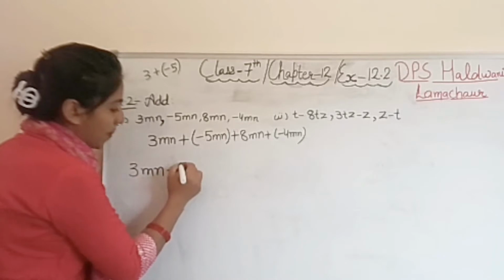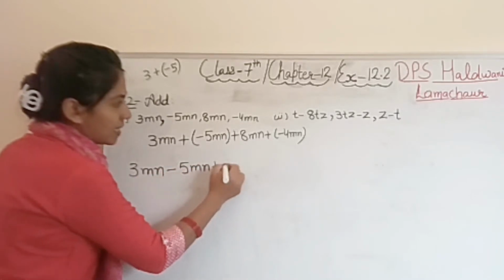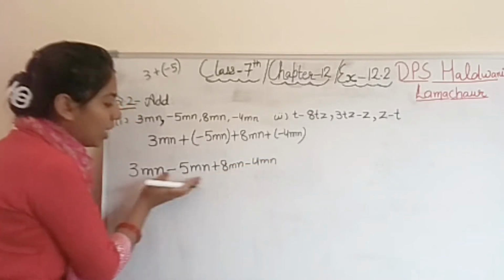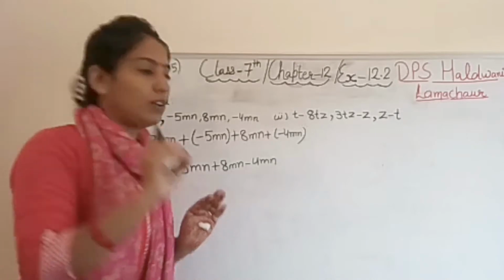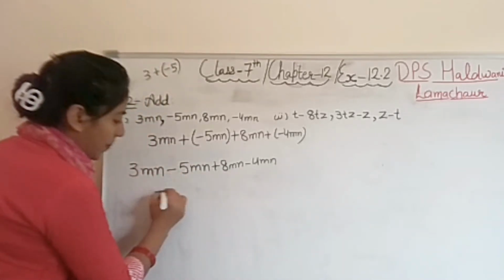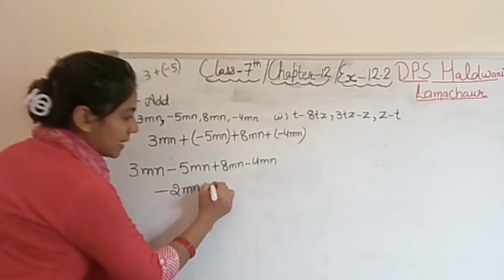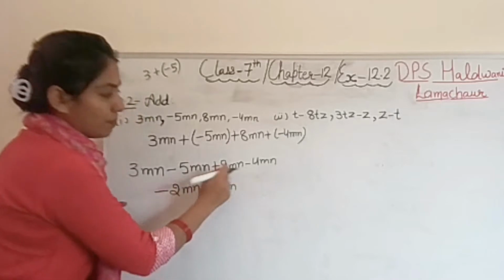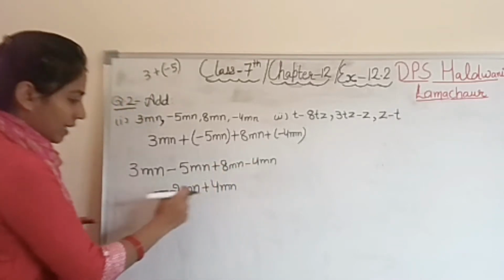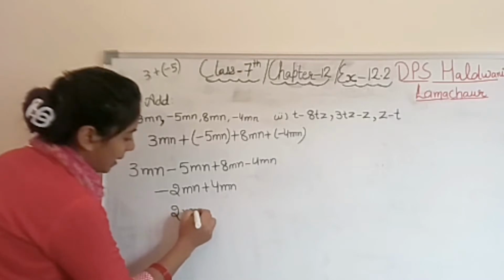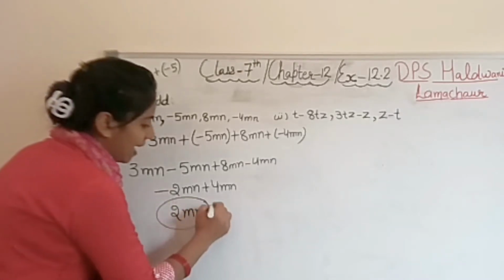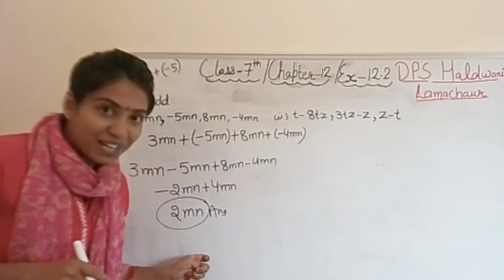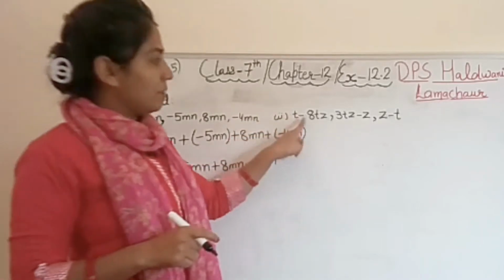3mn plus minus minus 5mn plus 8mn plus minus minus 4mn, and all our like terms we will just solve. 3 minus 5 is minus 2, plus 8 minus 4 plus 4mn, because plus minus minus, sign of the bigger digit, right? Again 2mn, sign of the bigger digit, so this is the answer. Right, student? The integer chapter we have done, we are using the formulas over here. Now coming to the second part.